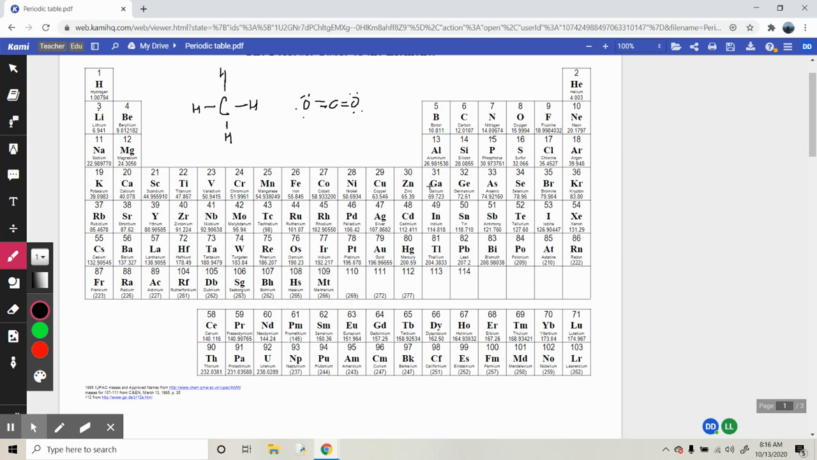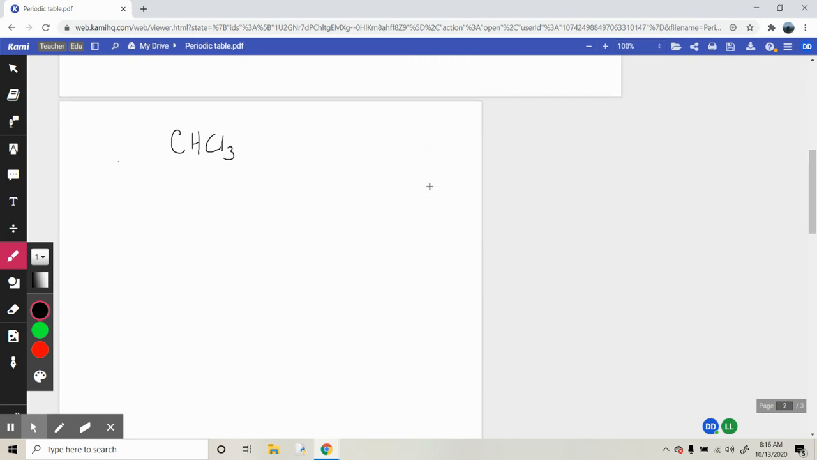Okay, so let's go ahead and count up our octet and duet electrons. Carbon follows the octet rule. Hydrogen follows the duet rule. Chlorine follows the octet rule, and there's 3 of them. So we add all these up: 10, 18, 26, 34. Okay, so we have our octet and duet electrons.